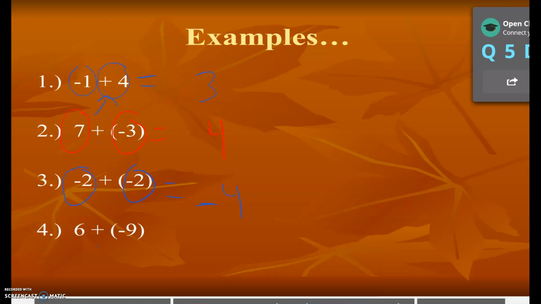All right, and the last one, we have a +6 and -9. Since the signs are different, we subtract. 9 minus 6 is 3. And the 9 is a bigger number than a 6. So there are more negative numbers than there are positives. That means that the final answer is going to be negative.